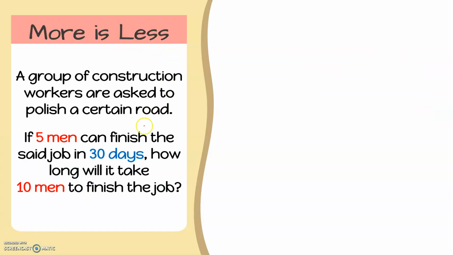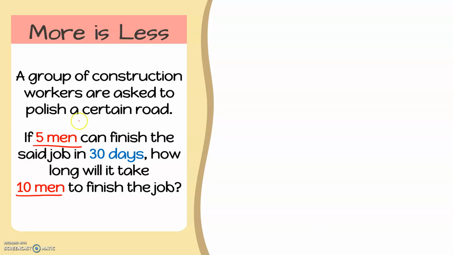Now, let us understand why we need to apply the concept of inverse proportion in our story problem of the day. It is given that if 5 men will be polishing a road, it will take them 30 days to finish the job. Now, what do you think will happen if there will be more men who will do the same job? Will it take them more days or lesser days to finish the job? That's right. Ideally, if there are more men working together to polish the road, we expect that they will be able to finish the job faster than 5 men.